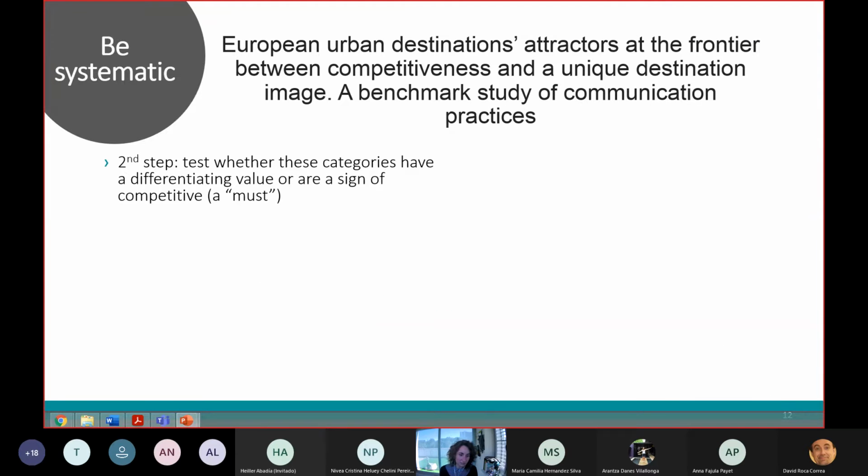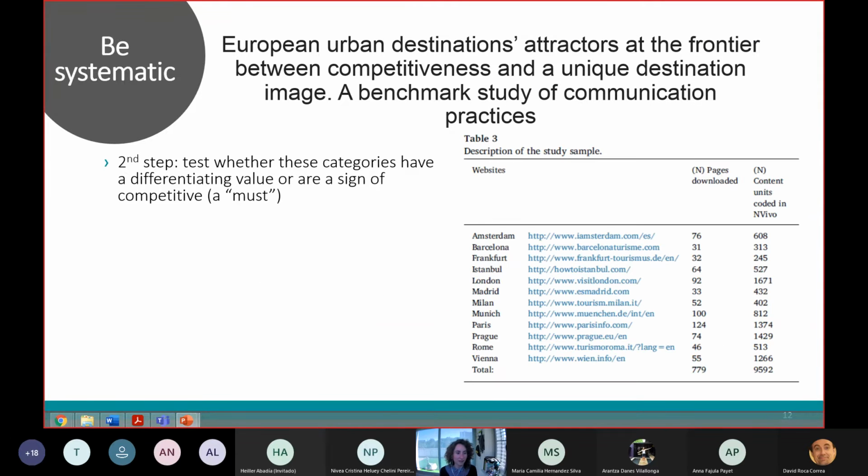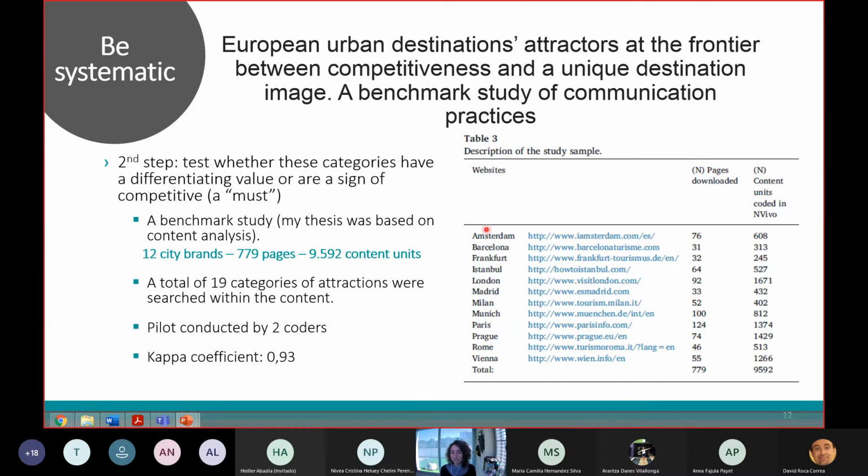The second step was to test whether these categories have this differentiated value that I was describing. Are they a sign of competitiveness, or do these attractors have a role in differentiating the different destinations, the different brands? For that, here you have the list of brands that I analyzed, the websites, the content. There were 12 cities.